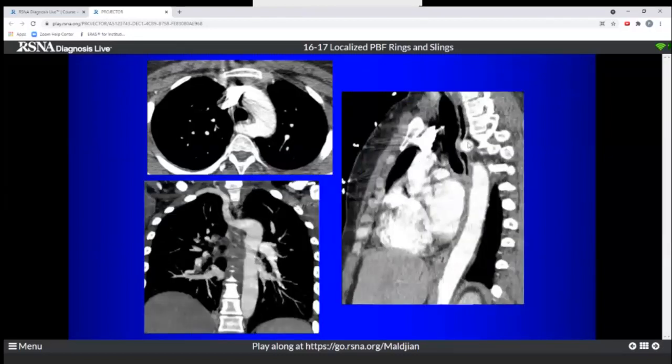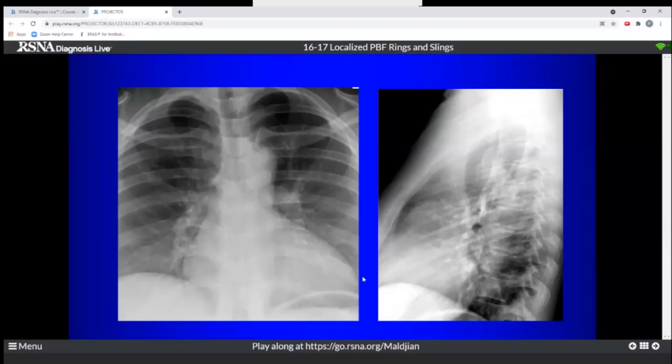Okay. And then here on the sagittal reconstruction, you can see the aberrant subclavian artery there behind the esophagus, and it can push the esophagus and the trachea anteriorly. Here's the aberrant subclavian, a little diverticulum of Kommerell there. And this explains what we see on the lateral chest radiograph.